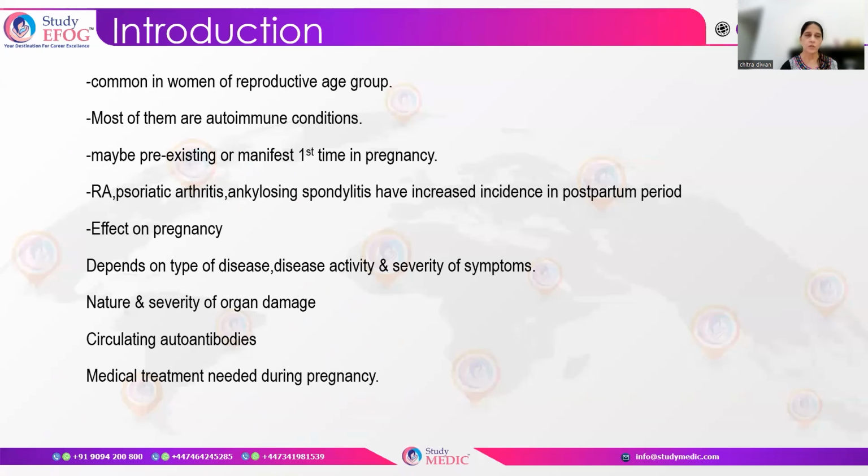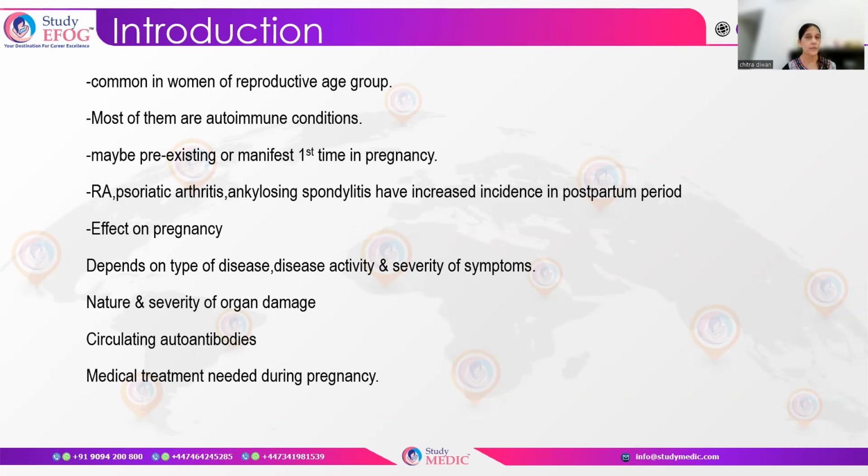Coming to connective tissue disorders, these are common in women of reproductive age group. Most of them are autoimmune conditions. They might be pre-existing before the pregnancy, or some might manifest for the first time in pregnancy. Rheumatoid arthritis, psoriatic arthritis, ankylosing spondylitis have an increased incidence in the postpartum period.